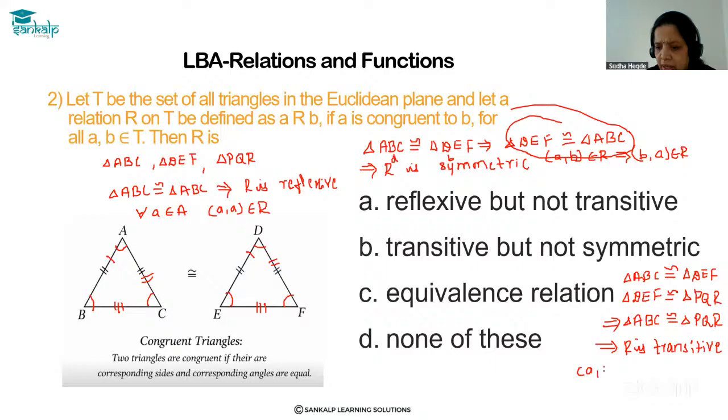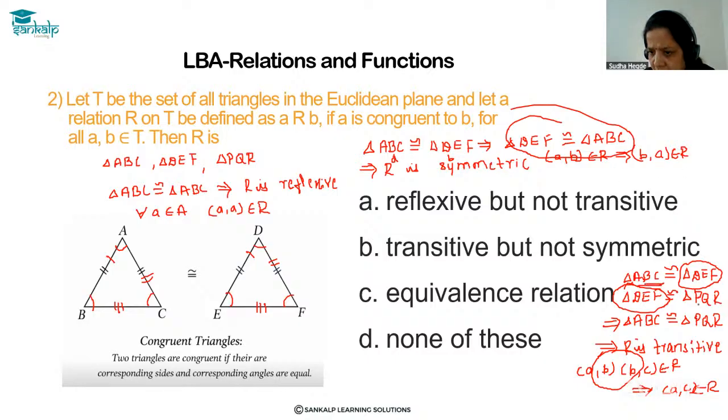AB belongs to R and BC belongs to R. These two must be same. Therefore, we have taken this and this same. Then this implies AC belongs to R. Okay. So then triangle ABC is congruent to triangle PQR.